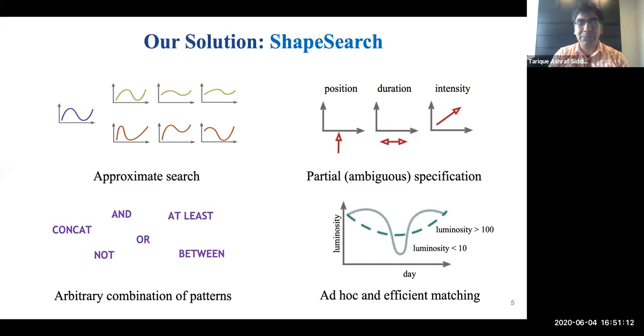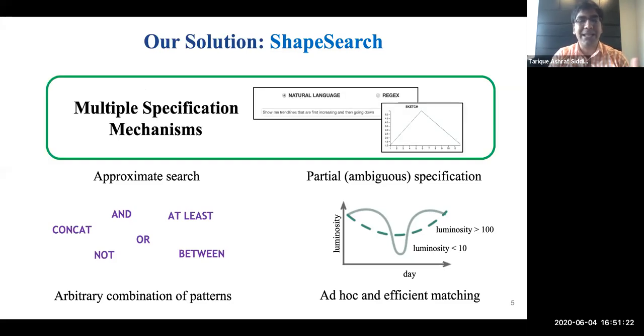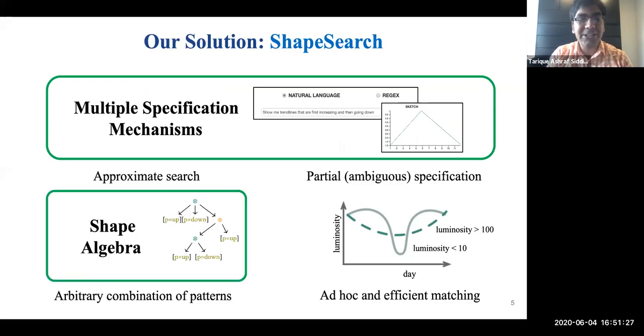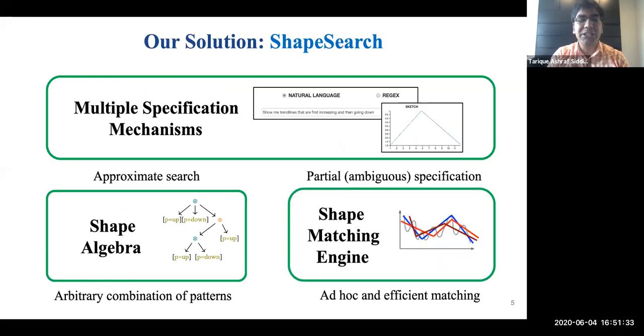So to address these limitations, we developed ShapeSearch, a flexible, expressive, and efficient pattern matching system for trend lines. It has 3 key components. First, it supports multiple specification mechanisms for approximate and partial pattern matching. Internally, it leverages a compact and rich algebra for composing a wide variety of shapes. And finally, it uses an efficient shape matching engine for ad hoc and interactive pattern searching.